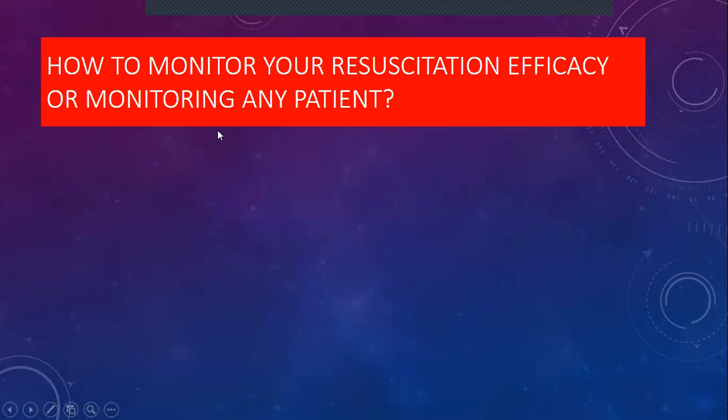The next slide, I shared this on the group, but now I'm discussing this in more details. Please focus with me. This is for exam and for your career and for future and for your teaching sessions anywhere in the world. How to monitor your resuscitation efficacy, or when you monitor any patient in the emergency department.